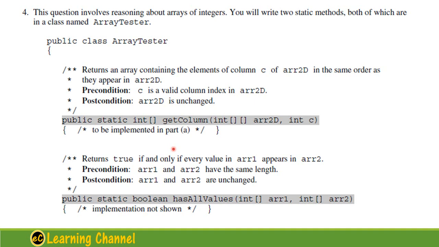Question 4. This question is about the array of integers. We have an array tester, and you will be given a 2D array, and you need to be able to get the column. This one is a column-major traversal to get all the column content and assign it into one 1D array. And then you have the hasAllValues check, to make sure that one array's values are also in the second array.